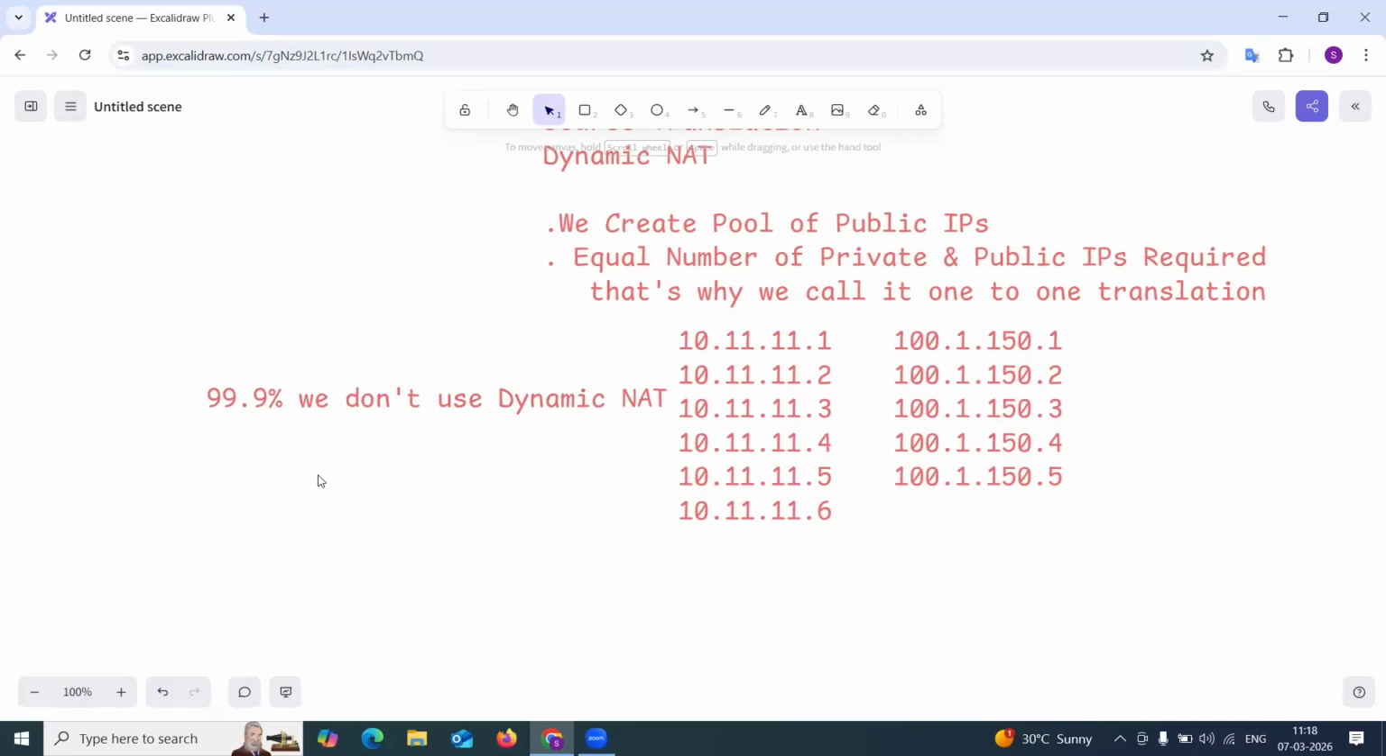According to production network only I'm telling. Even at home also. Do you have 10 public IPs? Do you have 5 public IPs? No. You have one internet connection. That internet connection has one public IP. That is dynamic. You are not taking static at home. You are taking dynamic. So that keeps changing over the time period.